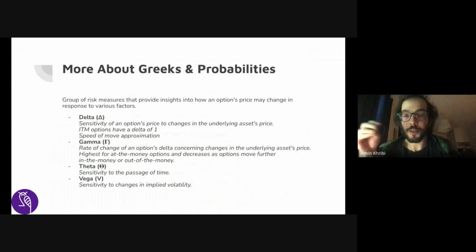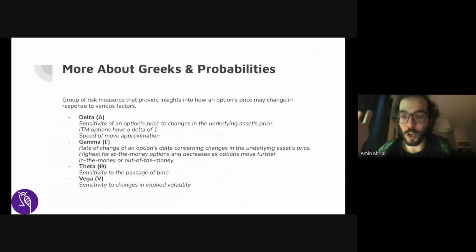If an option expires on Friday, the next Monday, it's not worth anything. And so the time effect on options is very important. It means that if you are long, if you buy the option, time will eat away at your position. It depends on different levels. Some options are more or less subject to that. That's Theta.